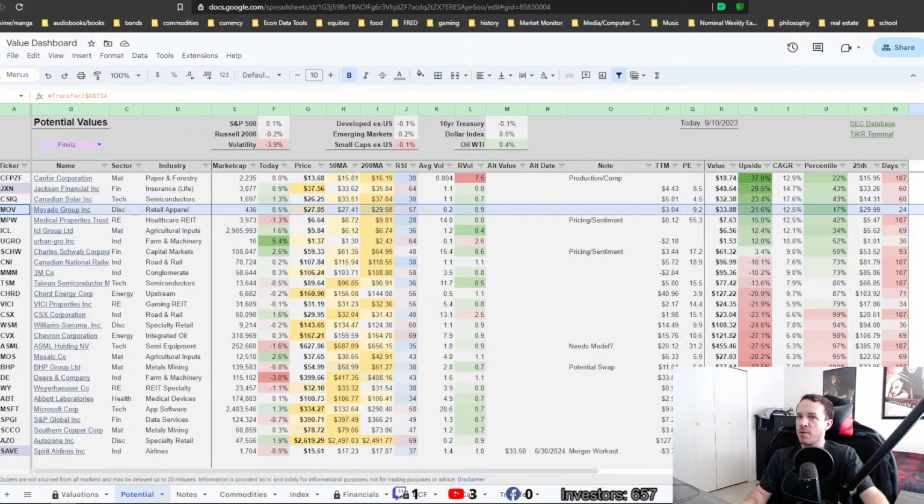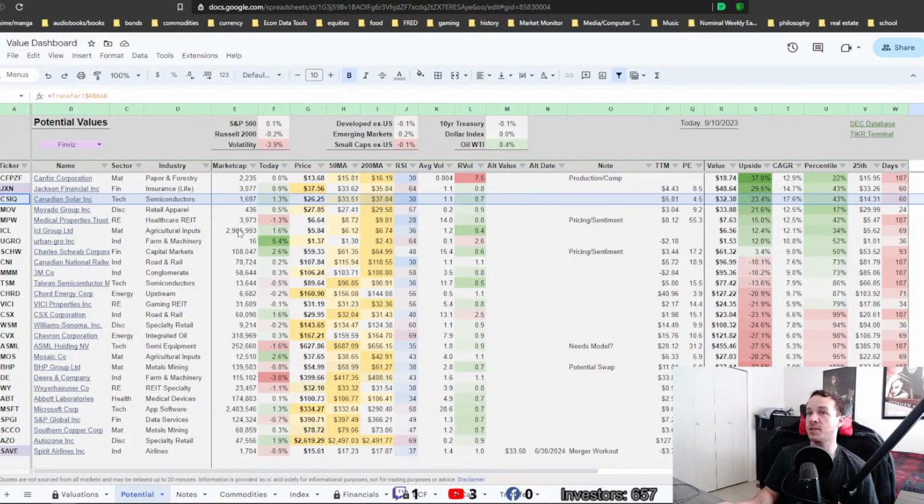Other companies that were thrown in here too, Movado, which is another retail apparel company, which, maybe I could do a basic one of Express and then compare a little bit between the two. I still never got to take another look at Canadian Solar after their recent huge declines, which put them into pretty respectable return potential territory.